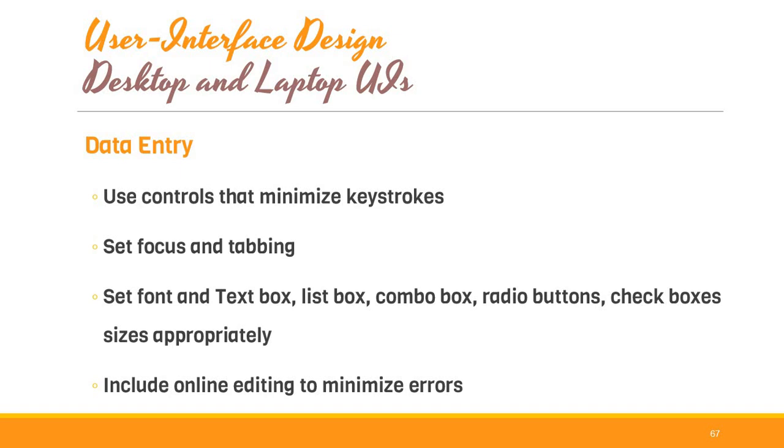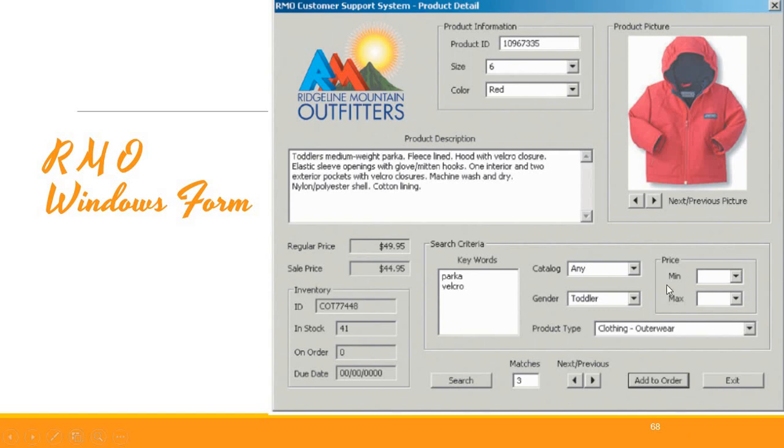So this example here shows a product search screen for RMO. This screen allows the user to search for a product or products using keywords and other criteria such as size, color, products, price ranges, gender, and catalog.